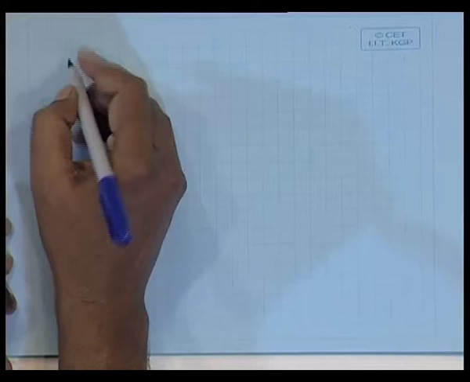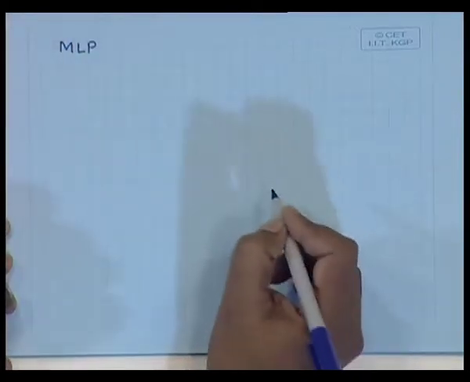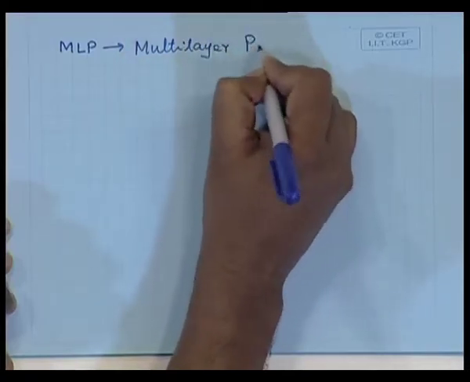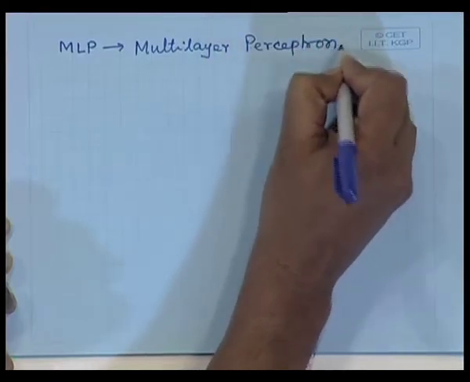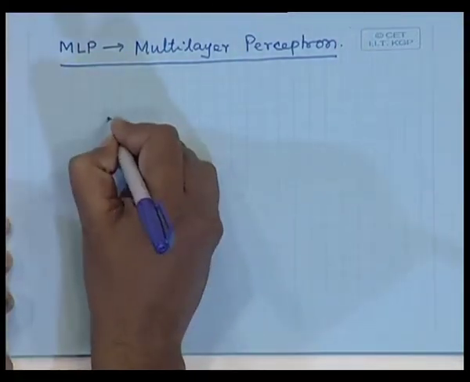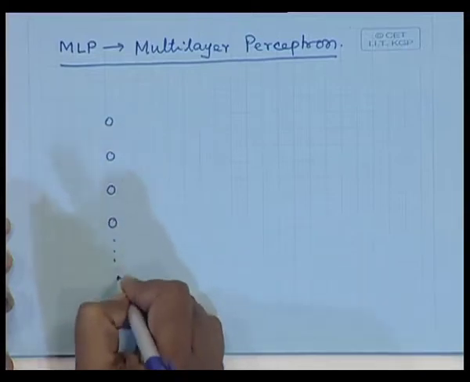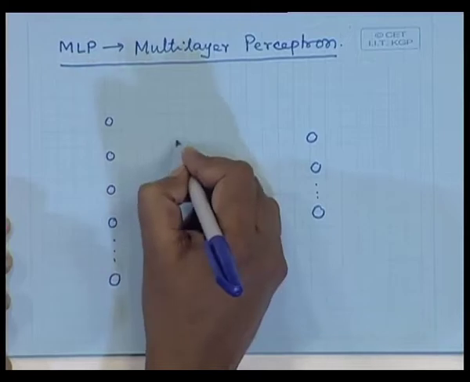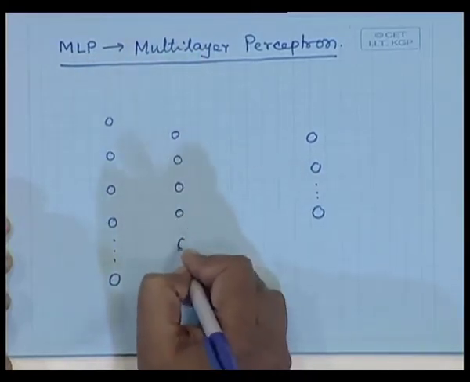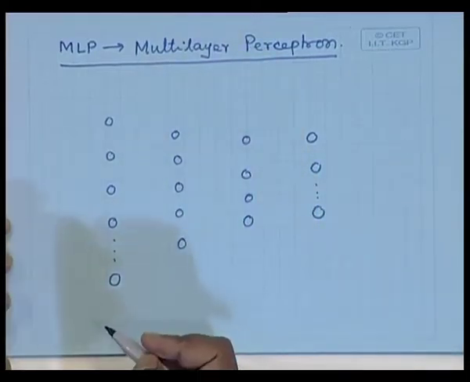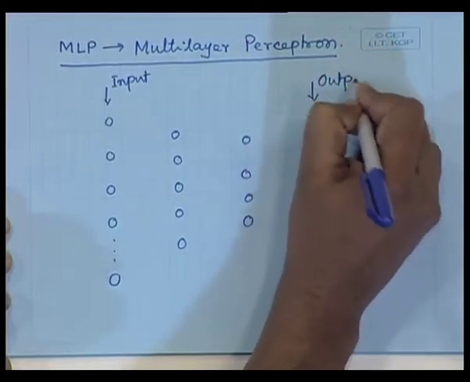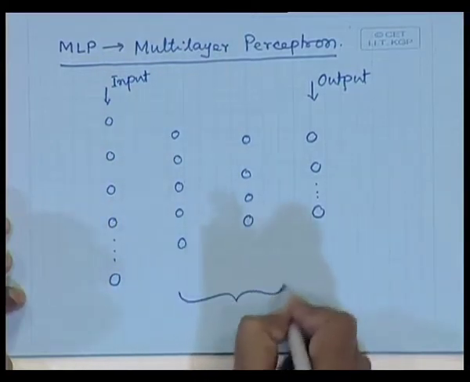So, in case of this multi-layer neural network, which is also called multi-layer perceptron or MLP, we have obviously one layer which is input layer, we have one layer which is the output layer, and we have either one or two hidden layers like this. So, this is my input layer, this is the output layer, and these two are the hidden layers.